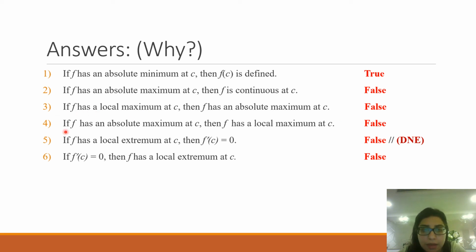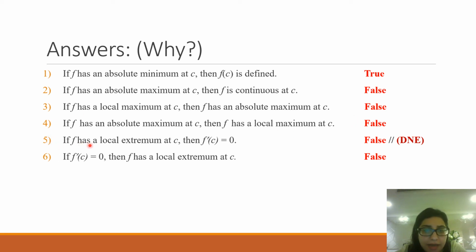of the function. 4. If f has an absolute maximum at c, then f has a local maximum at c. No, that's not true. The absolute maximum could be the local maximum, and it could not be. So you cannot say that this is true. It's false, because it doesn't need to be.